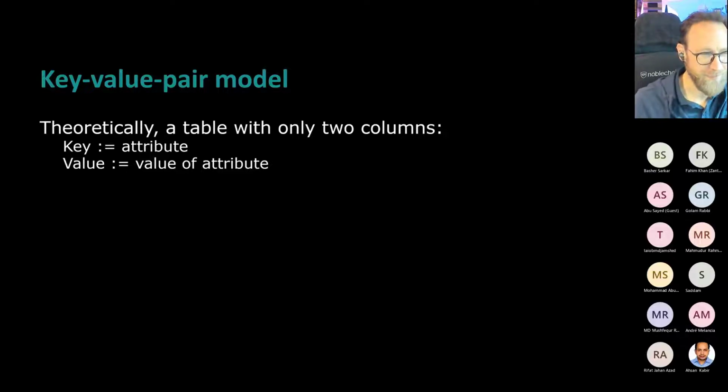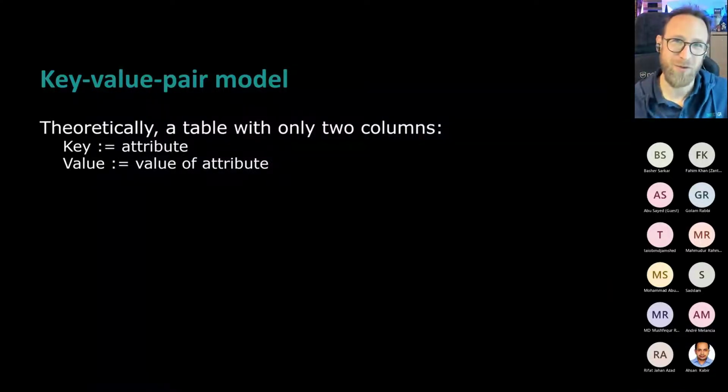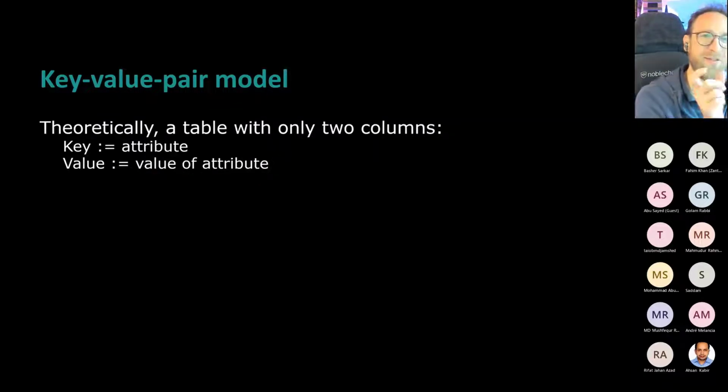And the key would be an attribute. Like the key would hold a string containing name, birthday, whatever, as a string. And the value would then show the value for this key. So for example, if the key is name, the value could be Markus. If the key is birthday, then the value should contain some date in a date format, right?